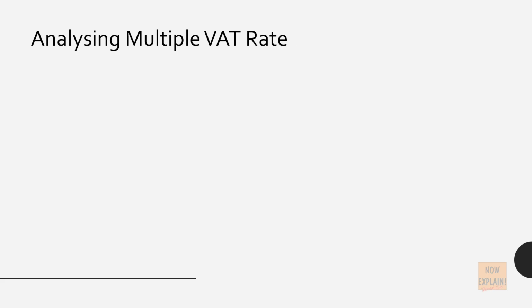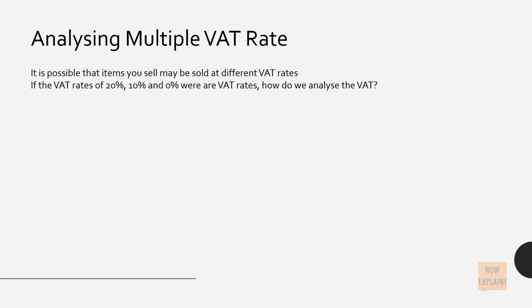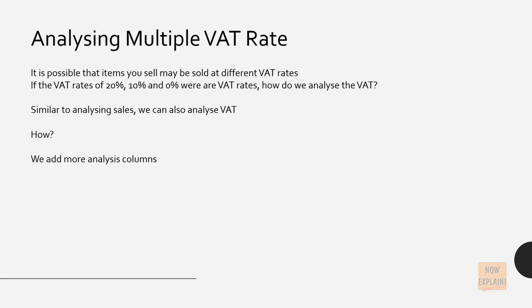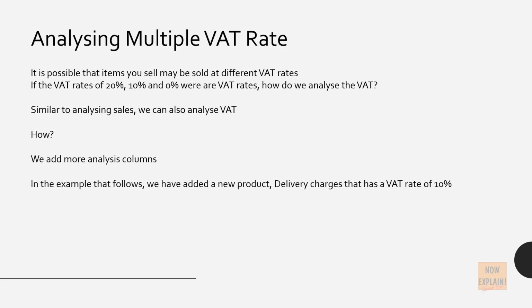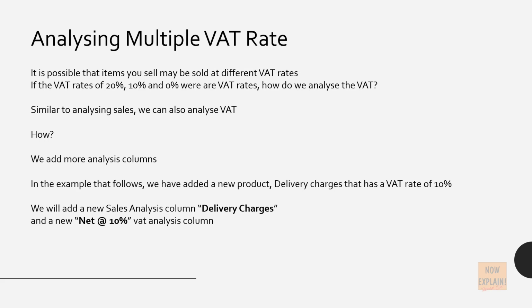Analysing multiple VAT rates. It is possible that items you sell may be sold at different VAT rates. If the VAT rates of 20%, 10% and 0% were all VAT rates, how do we analyse the VAT? Similar to analysing sales, we can also analyse VAT. How? We add more analysis columns. In the example that follows, we have added a new product, delivery charges, that has a VAT rate of 10%. We will add a new sales analysis column, delivery charges, and a new net at 10% VAT analysis column.